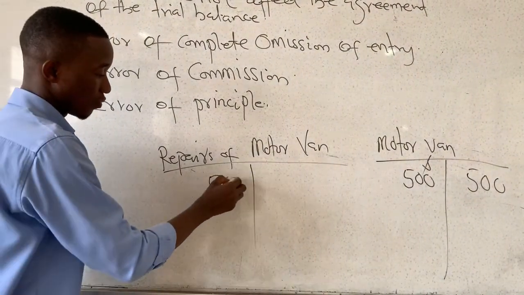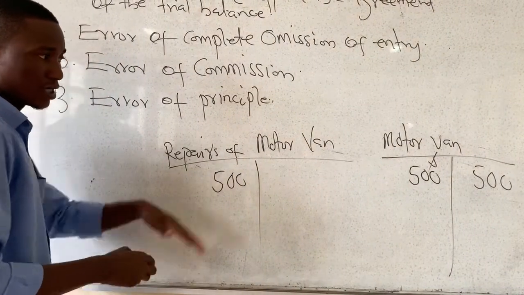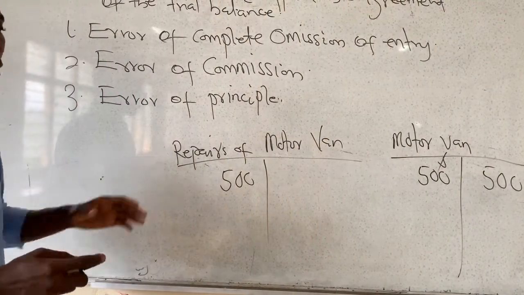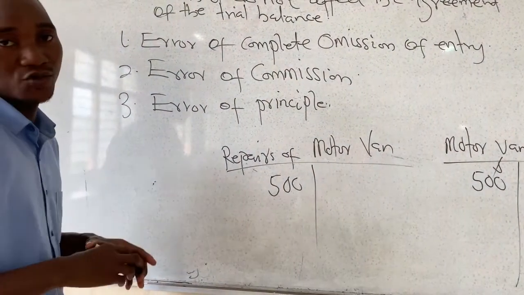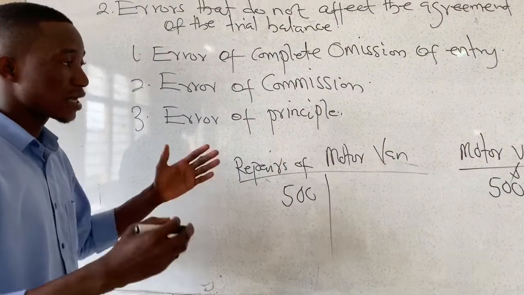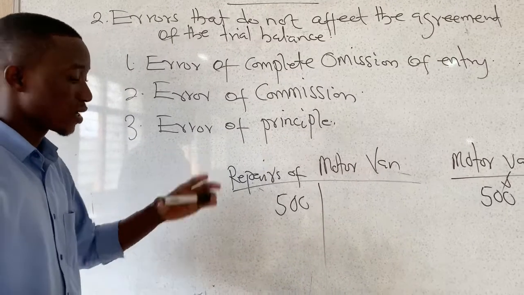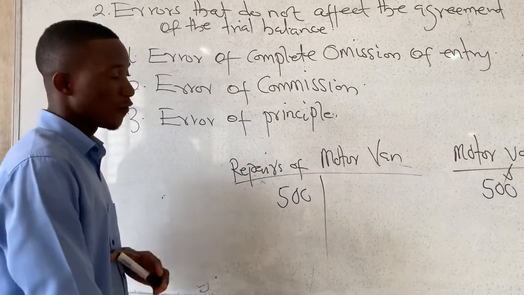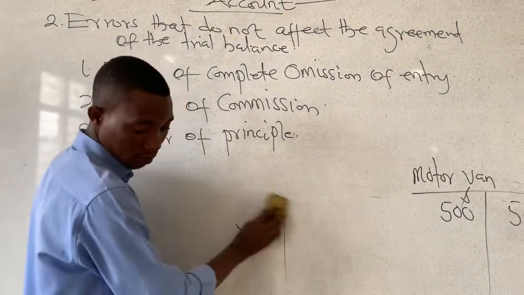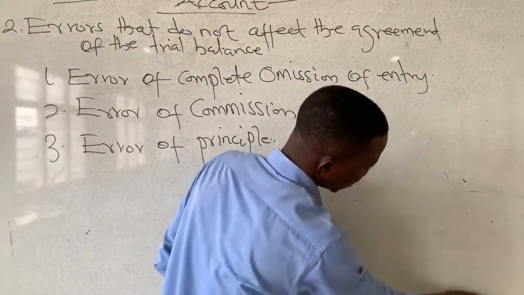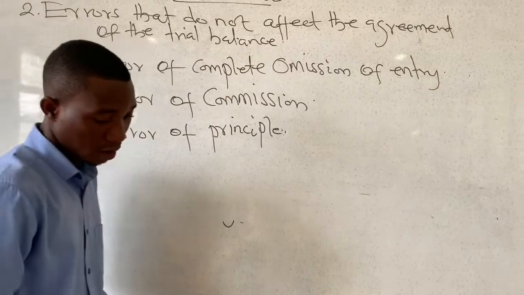by $500. So this type of error doesn't actually involve the suspense account, because we have two separate accounts that we can use to make the correction. Is that okay? So basically, this is how we correct error of principle. This is how we correct it. So let's talk about the next error on the list.